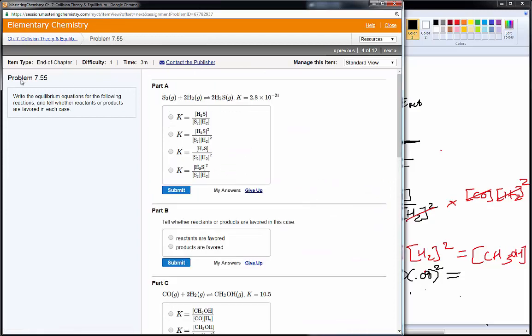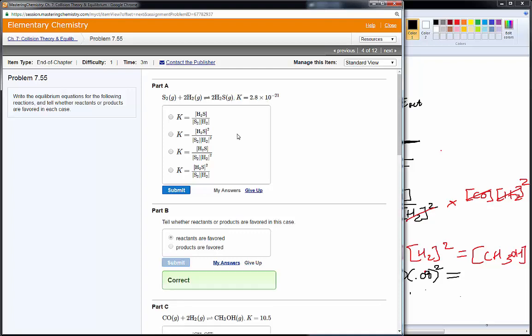Excellent. Next, write the equilibrium equations for the reactions and tell whether reactants or products are favored in each case. For the first one, because K is so tiny, I'm sure that the reactants are favored. And for the equation, it's going to be H2S squared on top, divided by S2, and divided by H2 squared on the bottom. So it looks like that one.